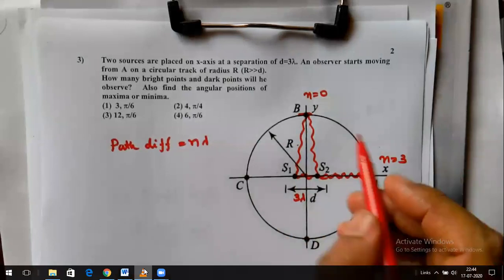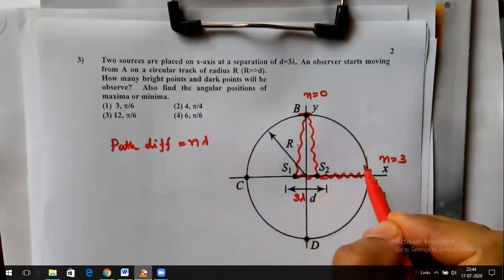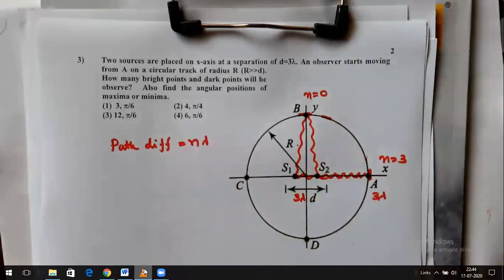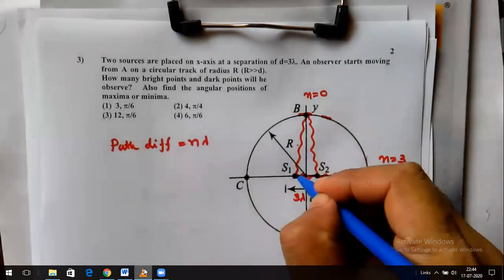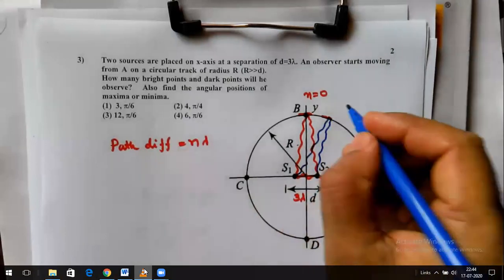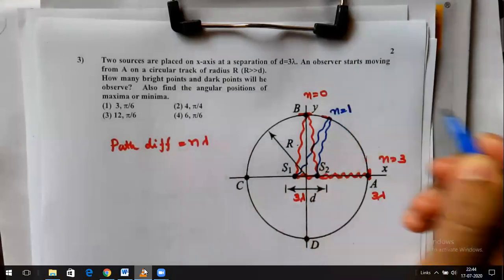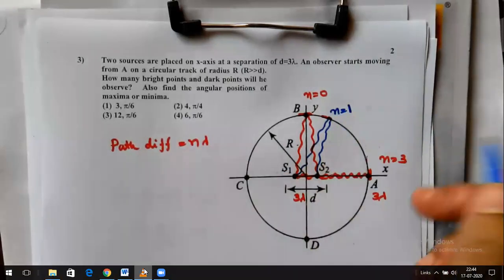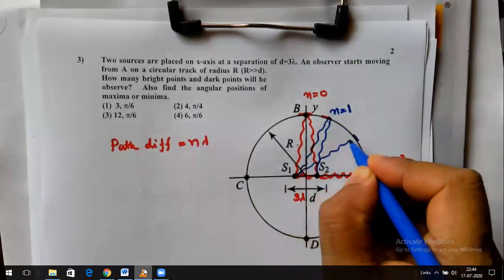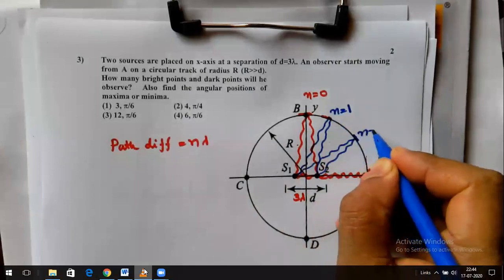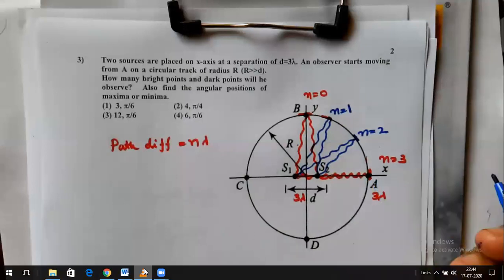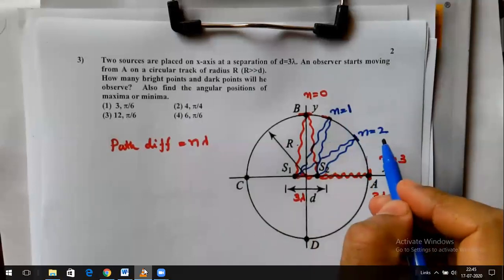That means if you place different screens at different points of the circumference of the circle, there should be a point here at which the wave traveling from S1 and the wave traveling from S2 have a path difference of 1 lambda. n should correspond to 1. And there should be another point here with a path difference of 2 lambda. And n equal to 3 corresponds to the point here. So n equal to 1 and n equal to 2 should come in between.